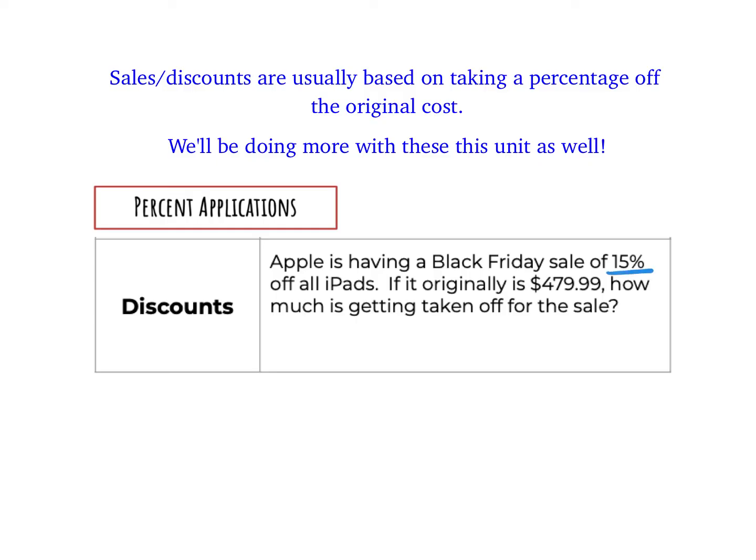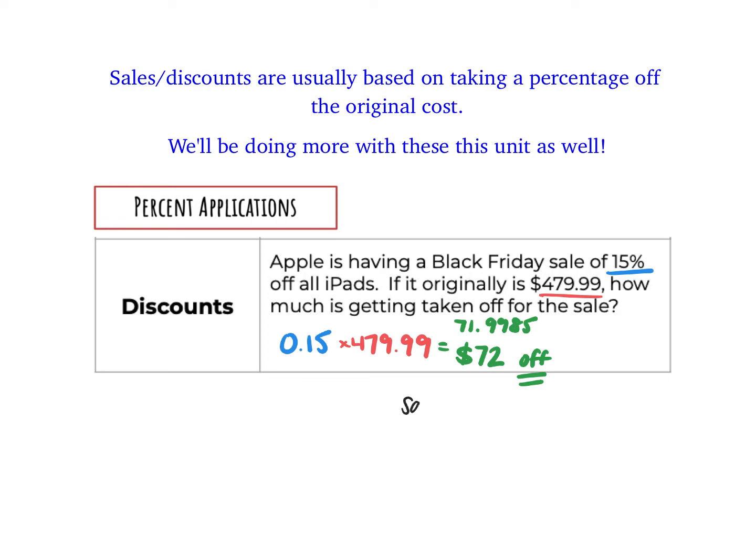So again, start off with percentage as a decimal. So this one would be 0.15 and multiplying it by the total. If you multiply those, again, you get a funky number, 71.9985. So this would round all the way up to $72. Now the trick with discounts is that $72 is how much is taken off. So it's not necessarily the price you're paying for the iPad, although that would be awesome. So step 2 with this, that's how much is getting taken off.